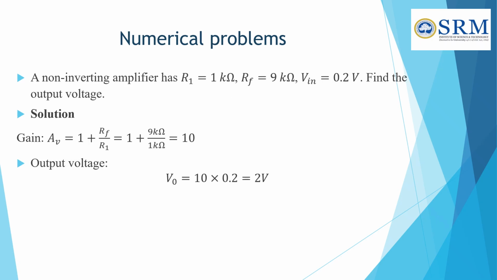Next, a non-inverting amplifier has R1 equal to 1 kilo ohm, RF equal to 9 kilo ohm, Vin equal to 0.2 volt. Find the output voltage. For a non-inverting amplifier, the output is given as Vin into AV, where AV is given as 1 plus RF by R1. Substituting the values, we get 1 plus 9 kilo ohm by 1 kilo ohm, which is equal to 10. So the output voltage is equal to gain into input voltage, that is 10 into 0.2, which is equal to 2 volts.